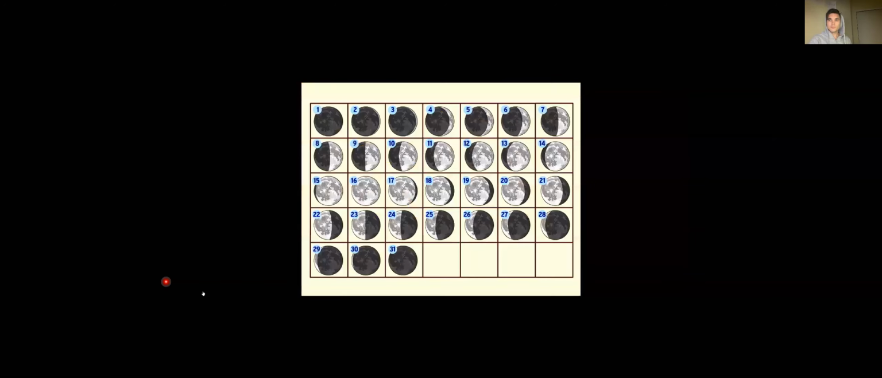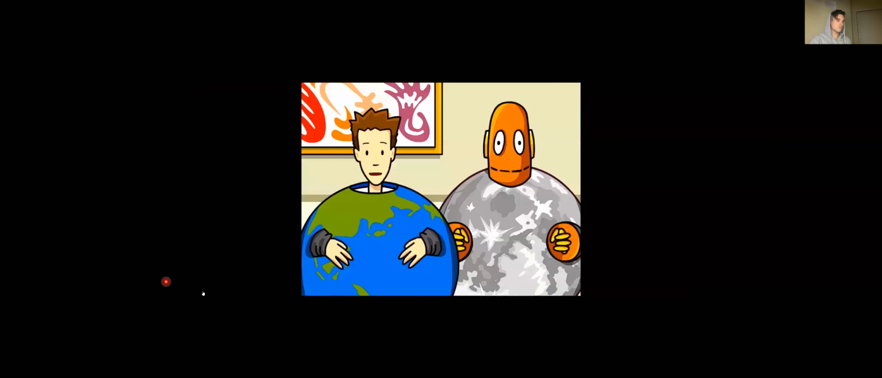The amount of time between one new moon and the next is called a lunar month, and it's about 29.5 days. The time it takes for the moon to make one complete orbit around Earth is actually a bit less, about 27.3 days.